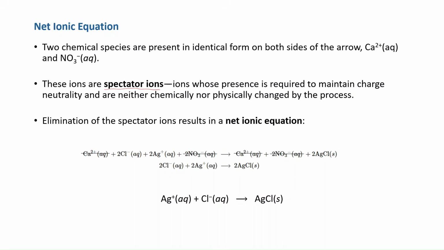So you can eliminate the spectator ions, and what you come up with is a net ionic equation. Here you have the total ionic equation. We eliminate calcium, we eliminate nitrate. There you have the net ionic equation. The net ionic equation is easier to see, easy to understand, but gives you less detail. I don't know what silver salt I had. I don't know what chloride salt I had. I don't know what else was in the reaction.